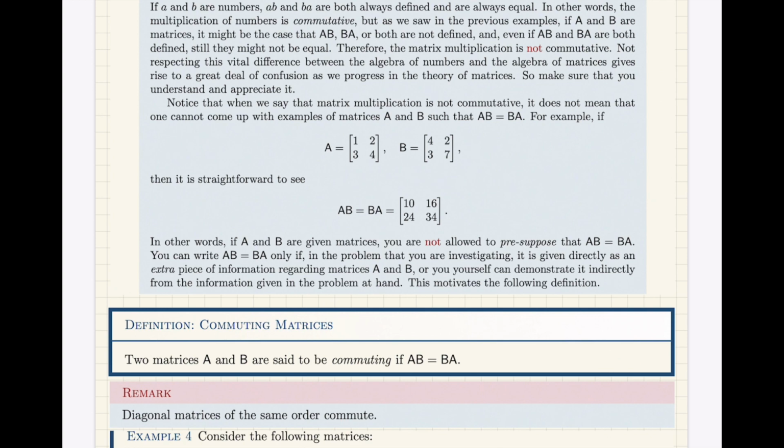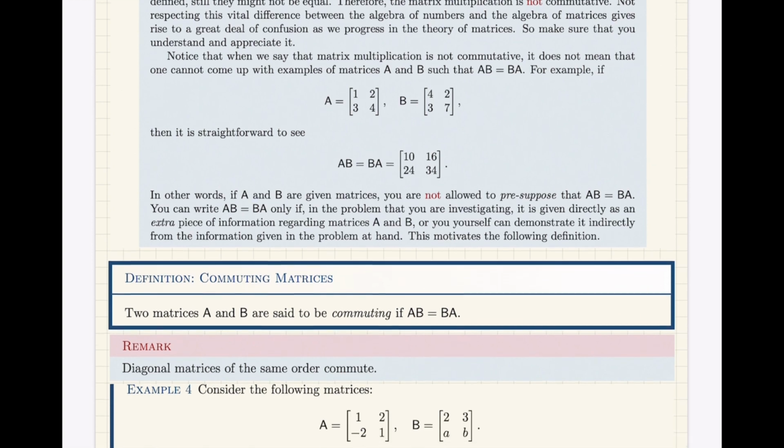The point is that if A and B are given matrices, you are not allowed to presuppose that AB is equal to BA. That is important. You can write AB is equal to BA only if in the problem that you are investigating, it is given directly as an extra piece of information regarding these matrices, or you yourself can demonstrate it indirectly from the information given in the problem at hand. So be careful about that.